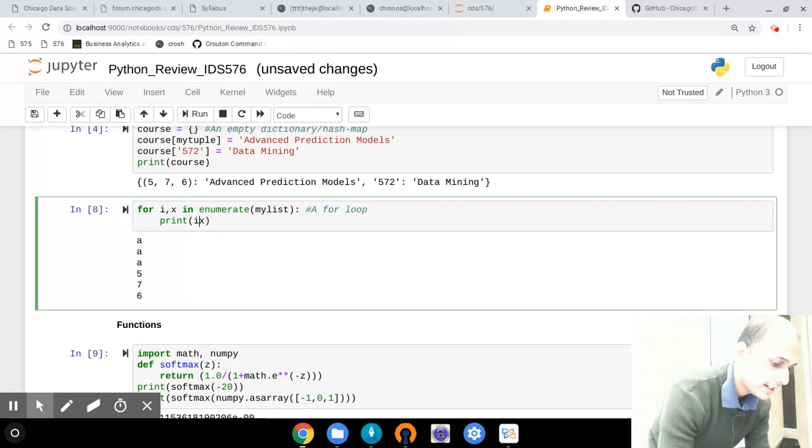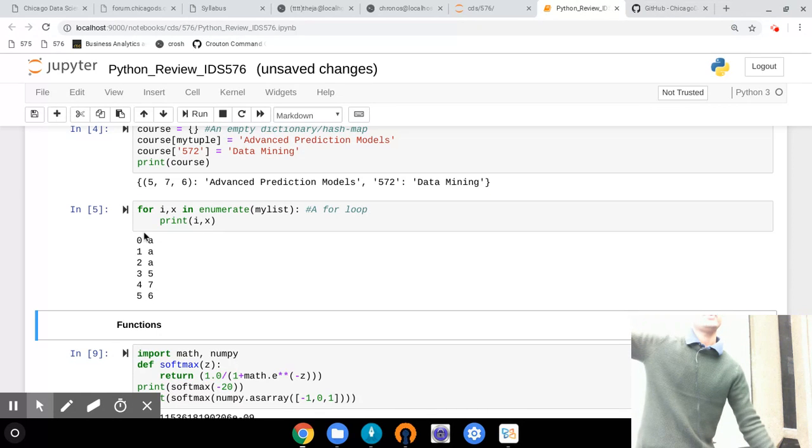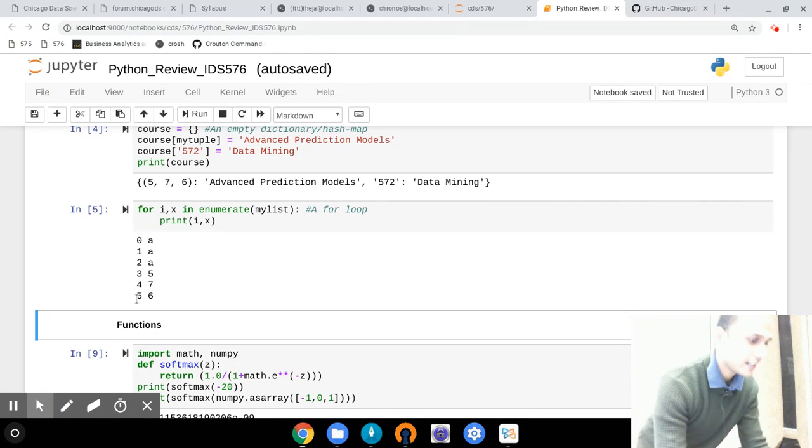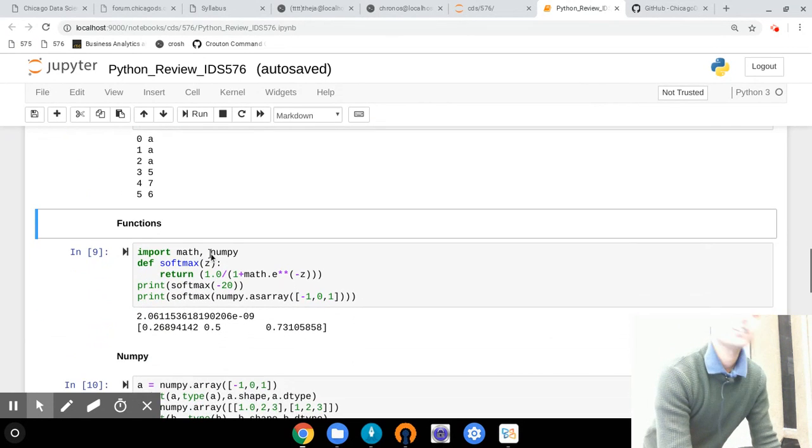Okay, where i is a variable here, and it's going to tell me that the 0th entry, so it's 0 indexing here, the 0th entry is A, and the 5th entry is 6. Okay, so there's also another interesting operation called zip, but we'll see that later.